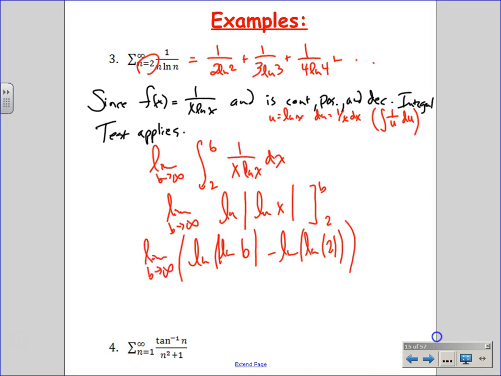Stop. Isn't this going to infinity? Yes. ln going to infinity is infinity, right? Yeah. So therefore, what are we going to say? Therefore. Pretend that was a sigma. Poor little guy. It's rough.